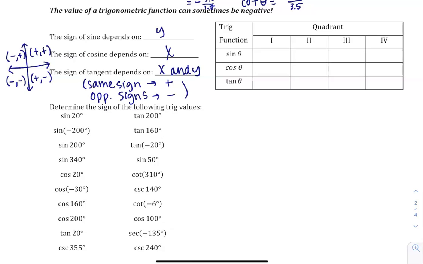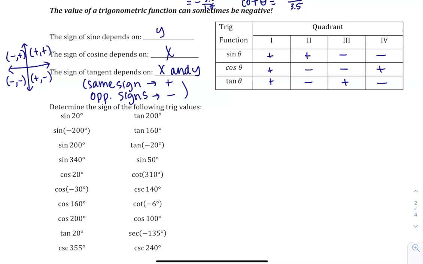So in the first quadrant, everything is positive. Because x is positive, y is positive, everything's fine. Now in the second quadrant, since x went negative, sine will stay positive, but cosine and tangent will be negative. In quadrant 3, sine and cosine are both negative because x and y are both negative, but that means tangent will be positive. Remember, tangent, if they have the same sign, then you'll have a positive value. And then in the fourth quadrant, since y is negative there, sine is negative, cosine is positive, and tangent will be negative since the sine and cosine values, one's positive, one's negative.